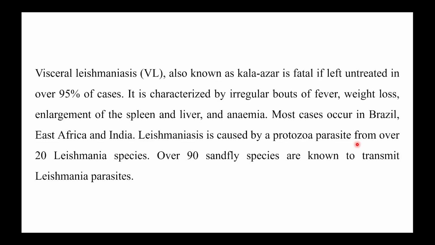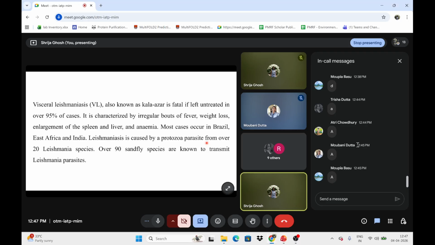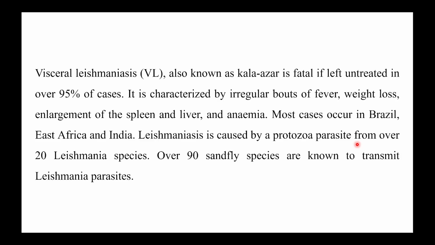Leishmaniasis is caused by protozoan parasites from over 20 Leishmania species. Over 90 sandfly species are known to transmit Leishmania parasites. So, sandfly, again, is a type of insect which is the vector for these Leishmania parasites. Leishmania is carried by the sandfly, and when the sandfly bites the human population, the protozoa is transmitted into the humans. Okay, I hope that's clear.